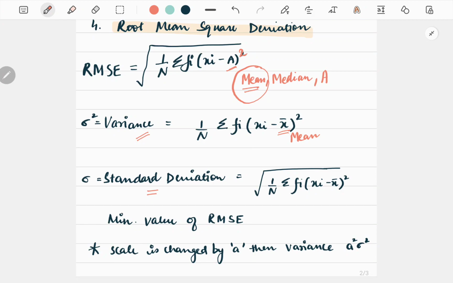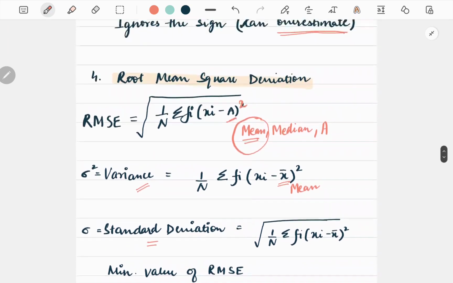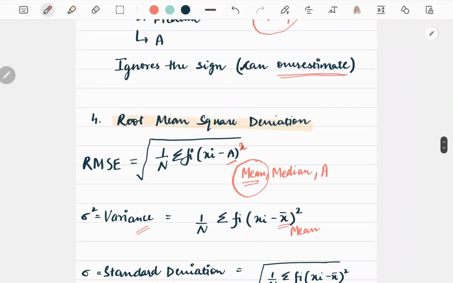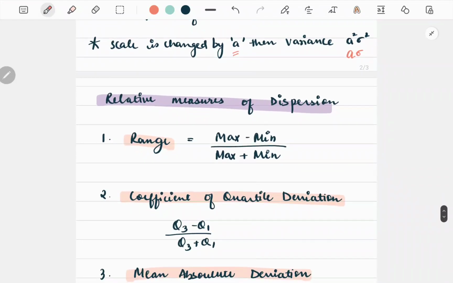Similar to quartile deviation, root mean square deviation is also impacted by change of scale. So let's say if we change the scale by a factor a, then variance becomes a square sigma square, and standard deviation is a sigma. Now, all the measures that we discussed are absolute measures of dispersion. Now we are going to talk about some relative measures of dispersion.